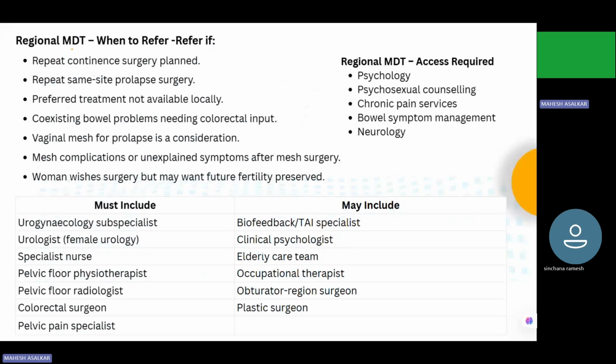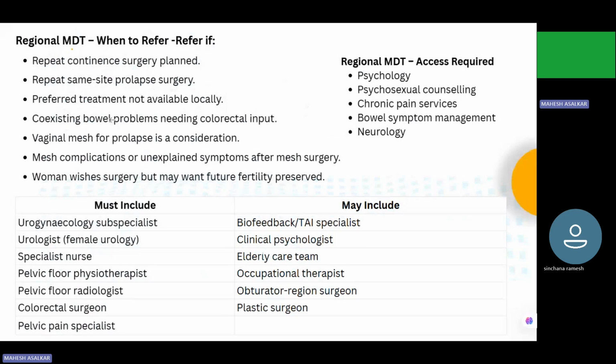Now regional MDT. When to refer to the regional MDT? Refer if repeat continence surgery is planned. So if the patient has already undergone continence surgery and if repeat surgery is planned, then we need to have this regional MDT referral. They may give you the scenario and ask you the next step. So here it will be regional MDT referral. If there is a repeat same site prolapse surgery, either incontinence surgery is repeated or the same site prolapse surgery is repeated, or the preferred treatment is not available locally, then also you go for regional MDT opinion.